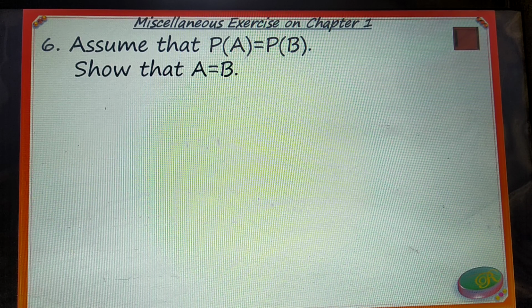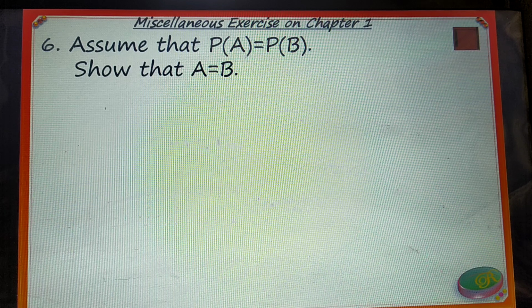Question number 6. Assume that P(A) is equal to P(B). Show that A is equal to B. Solution.